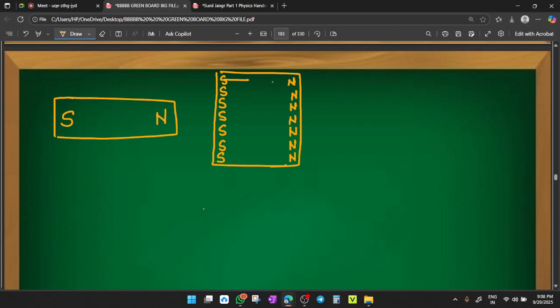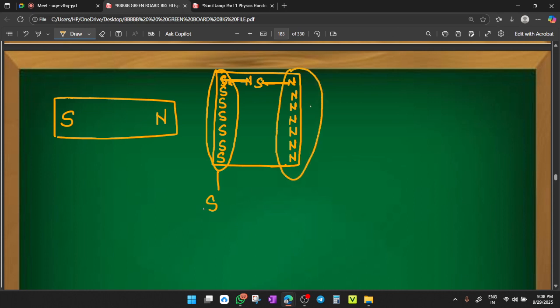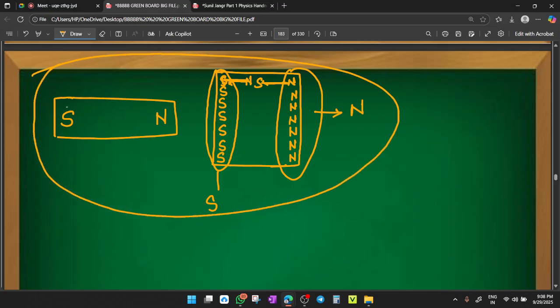Likewise, the molecular magnets are established north to south, and again north to south. In bulk, this complete portion gives rise to a south pole and this portion gives rise to a north pole. In this way, the magnetic material is magnetized. And this effect is only shown whenever the magnetic material is kept near the magnet.